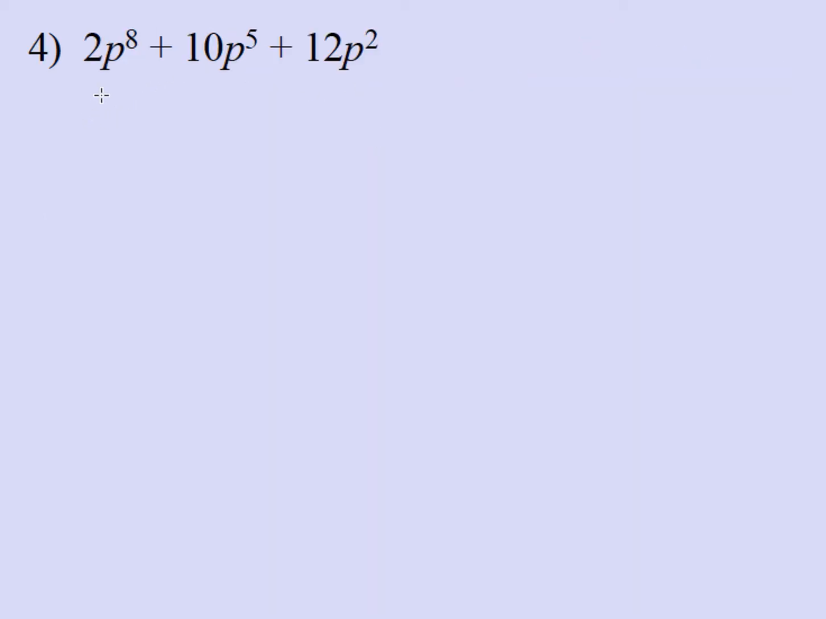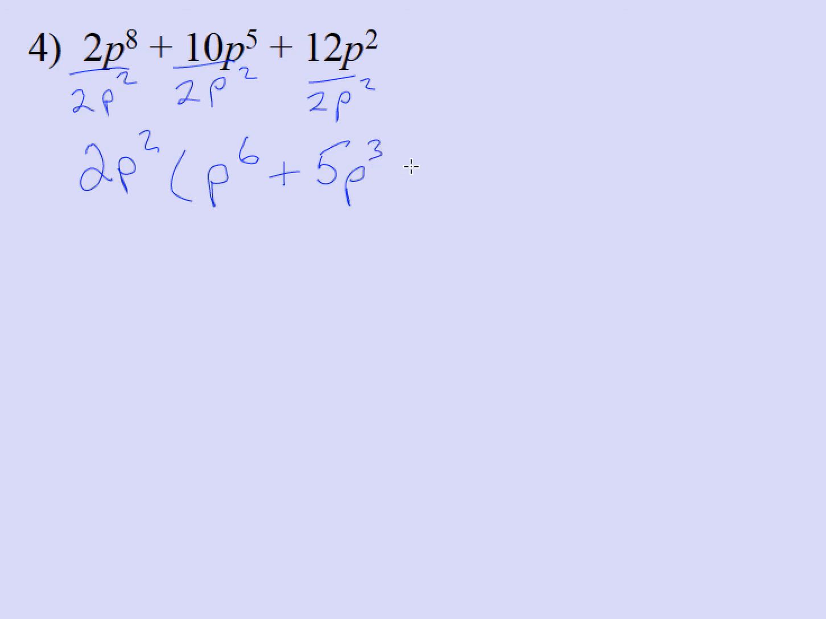Alright, number 4. Let's try number 4. Hit pause, see what you come up with. Alright, glad you're back. I can bring out a 2p squared. That gets p to the 6th plus 5p to the 3rd plus 6.